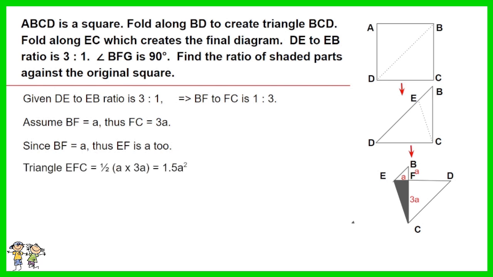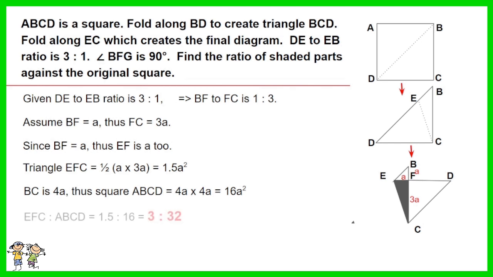Triangle EFC equals half of A times 3A, which is 1.5A squared. BC is 4A, thus the area of square ABCD equals 4A times 4A equals 16A squared. Thus the ratio of EFC to ABCD equals 1.5 to 16. The answer is 3:32.